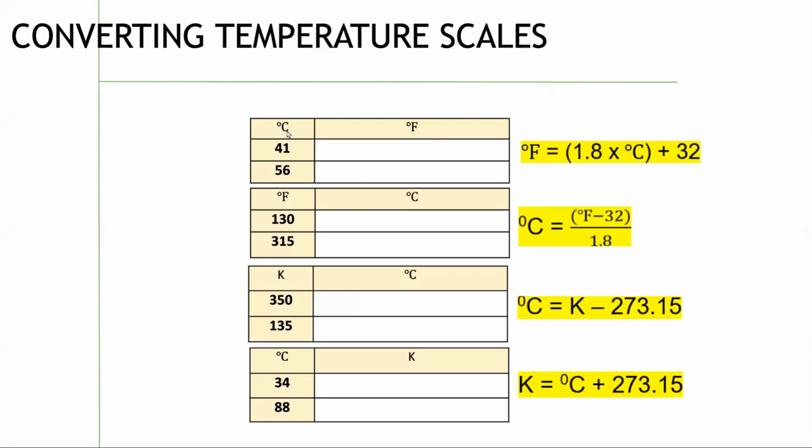So let's go to converting temperature scales. Let's start with Celsius to Fahrenheit. Celsius to Fahrenheit, we will use this working equation: Fahrenheit is equal to 1.8 times Celsius plus 32. What is our Celsius? The given here is 41. Using your calculator, please answer this one.